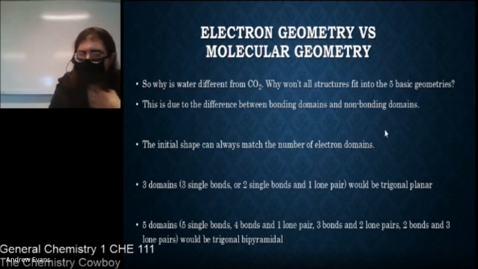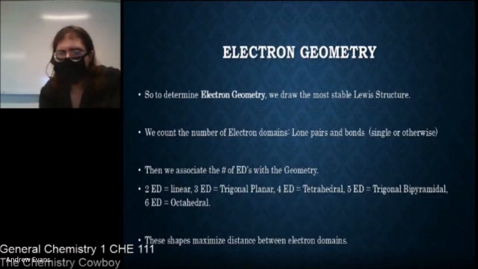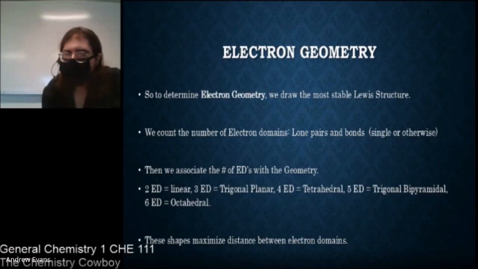But one of the things we're going to look at is the difference between electron geometry and what we're going to call molecular geometry. So electron geometry, it is literally what it says. We are looking at the geometry based only on the electrons. So we're going to count the electron domains and base our geometry on that. So to do this, we draw the most stable Lewis structure. We count the number of electron domains and we're going to base that on. The number of electron domains will tell us the geometry. So two electron domains, it's linear.